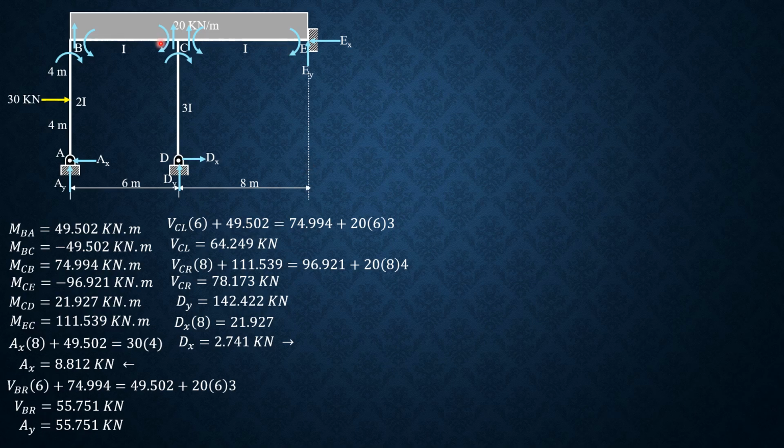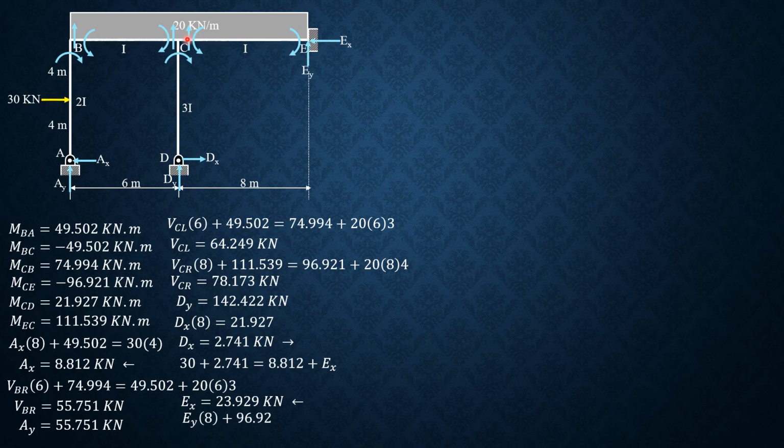Then for EY, summation moment C considering CE, this is for Ex considering the entire system. So summation of forces in x equals 0, 30 plus Dx 2.741 equals Ax 8.812 plus Ex. So Ex is 23.929 kilonewtons, and that is leftward.